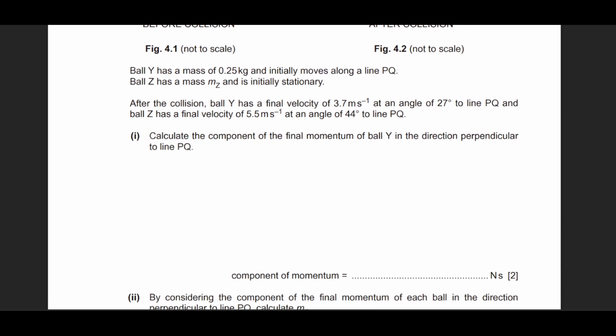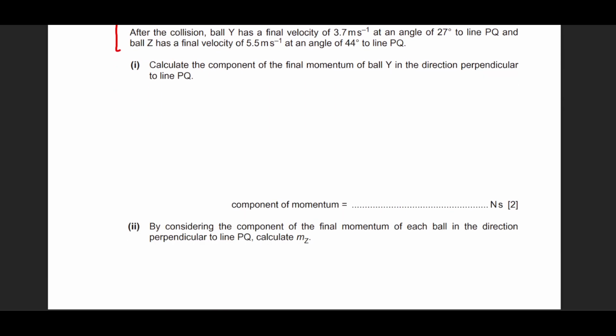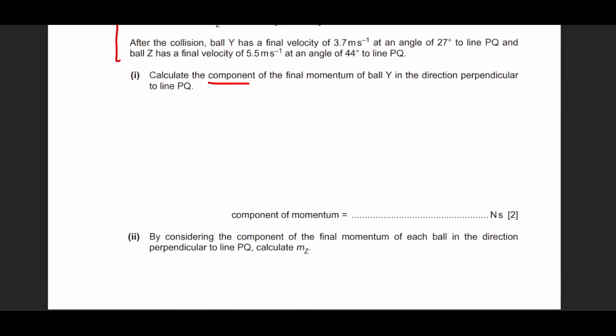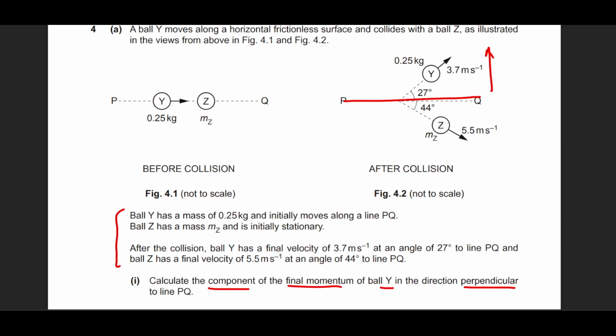Okay, all right. So all the values are given to you in the question. You can read them. Nothing special over here. He's stating all the angles and values that we've already seen on the graph. He says calculate the component of the final momentum of the ball y in the perpendicular direction to PQ. So in terms of PQ reference, what is the perpendicular momentum of the ball y? No problem. We have seen this before.